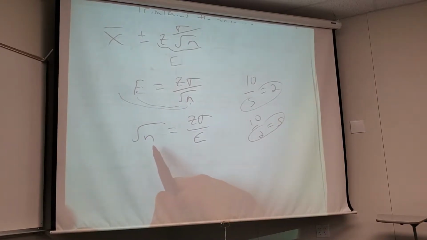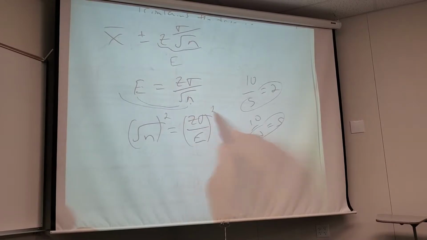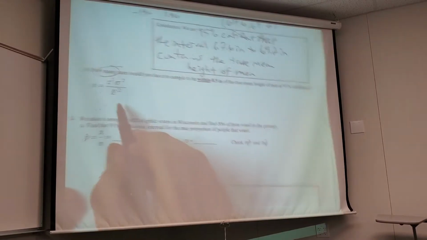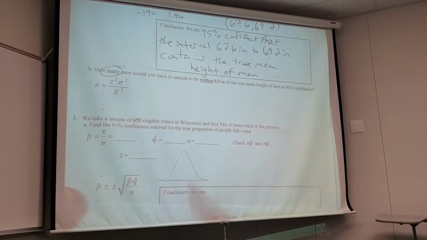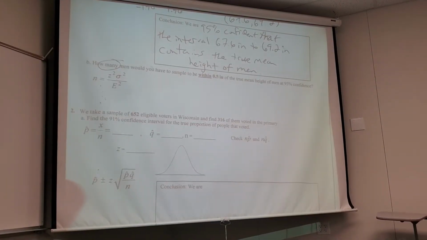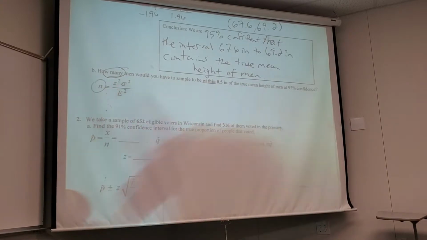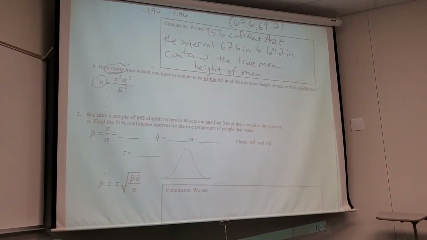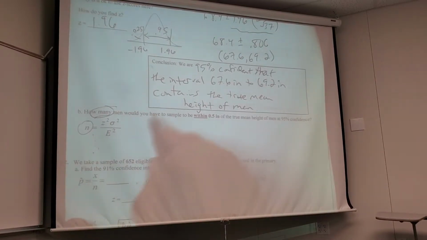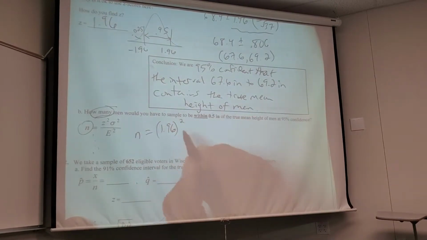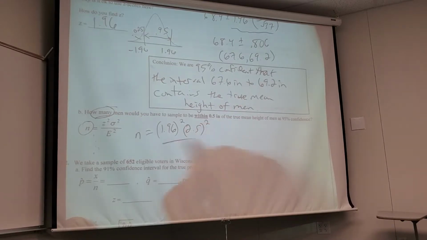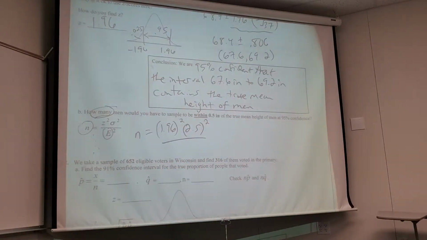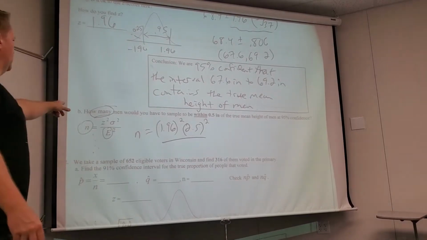And then what's the last thing I got to do? Square it. Yeah. So I get this. That's where this comes from. See, when you see a question that says, how many? Oh, then I need a formula solved for n. Because that's what how many means. At 95% confidence, Z is still going to be what? 1.96. Sigma is still 2.5. And E is how close I am, how far off I am. So what's E in part B?